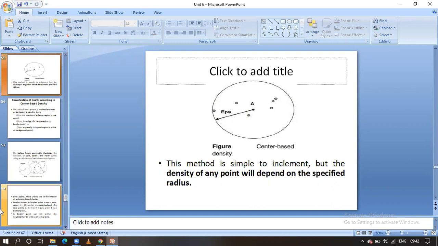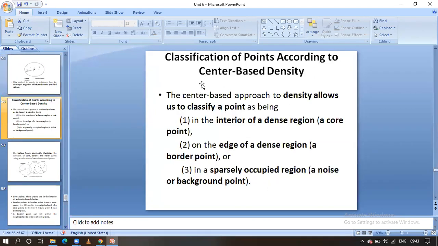Next, we are going to see the classification of points according to the center-based density approach. The next one is the classification of points according to the center-based density approach.